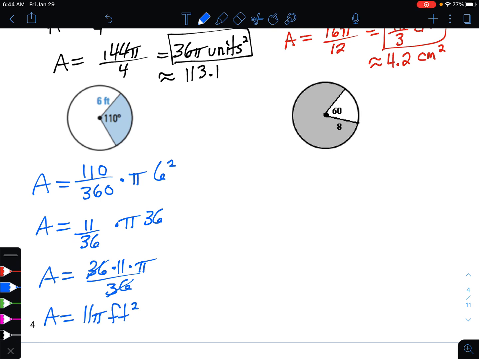In this case, our label was feet, so 11 pi feet squared. Which again, if you wanted to know what that would be as a decimal, it ends up being about 34.6 feet squared.